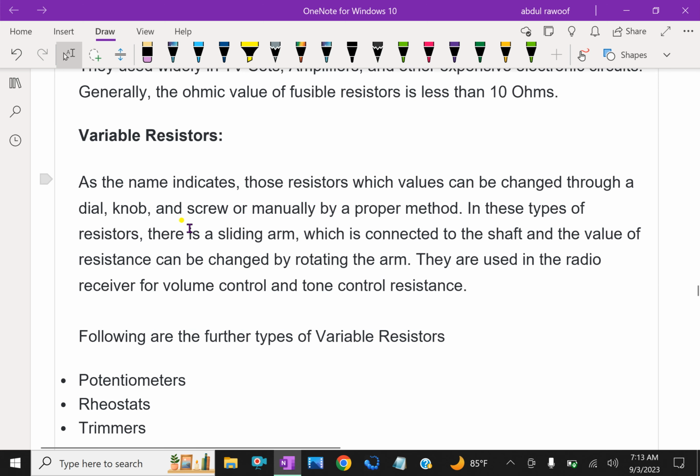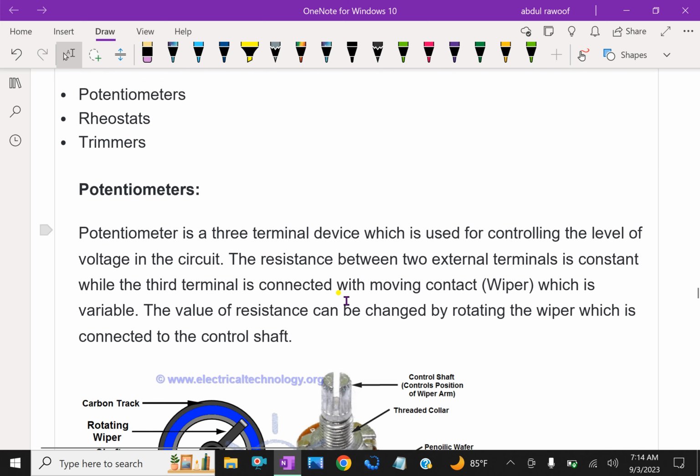Variable resistors. As the name indicates, these are resistors whose value can be changed through a dial, knob, screw, or manually by a proper method. In this type of resistor, there is a sliding arm connected to the shaft, and the value of resistance can be changed by rotating the arm. They are used in radio receivers as volume control and tone control resistors.